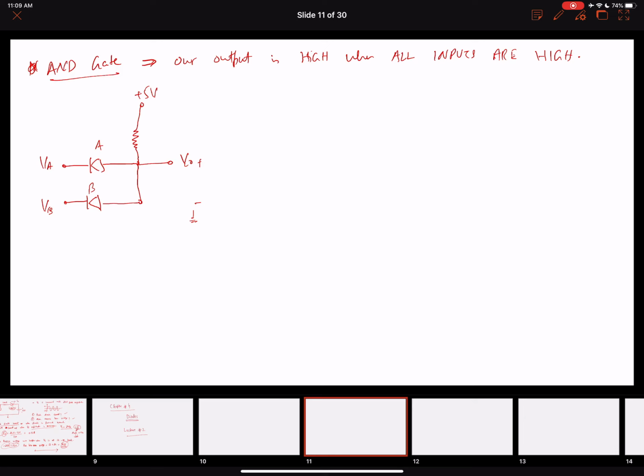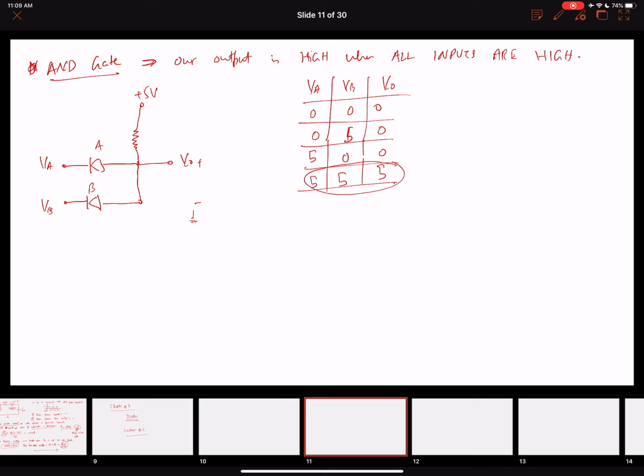Okay, so here's the circuit for an AND gate. Now let's look at how the AND gate is going to work. First of all, we all know this truth table, and we're going to verify all the inputs. Here the 1 is 5 volts: 0 0 0, 0 5 0, 5 0 0, 5 5 5. So the output is only high when both inputs are high, otherwise the output will be low.